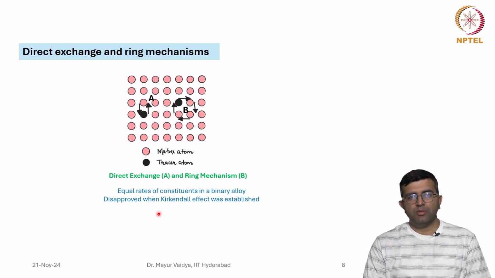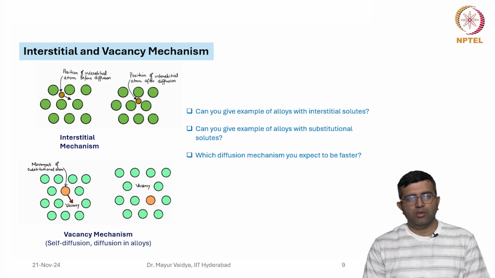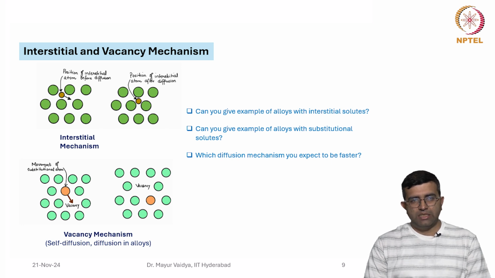So these mechanisms, as I said, postulated equal rates of the constituents in a binary alloy, and this was disproved when the Kirkendall effect was established. Then we come to the interstitial and the vacancy mechanism. Interstitial mechanism means this is the position of the interstitial atom before diffusion, and this is after the diffusion. Similarly, in the vacancy mechanism the atom exchanges its position with the vacancy. So this is very important for self diffusion and diffusion in alloys.